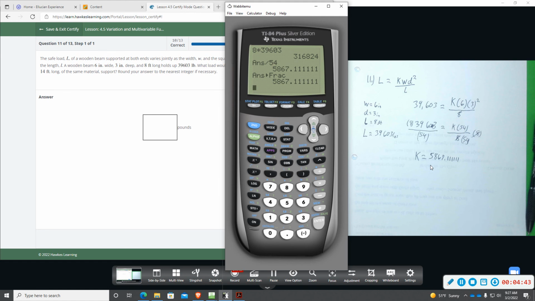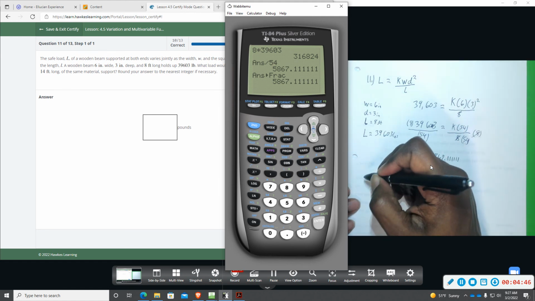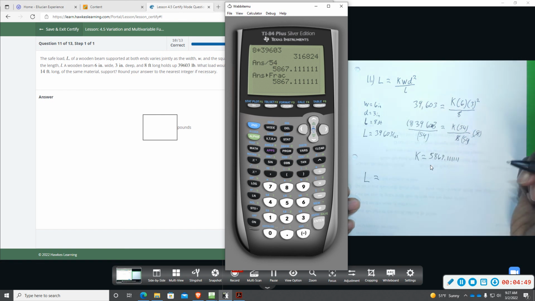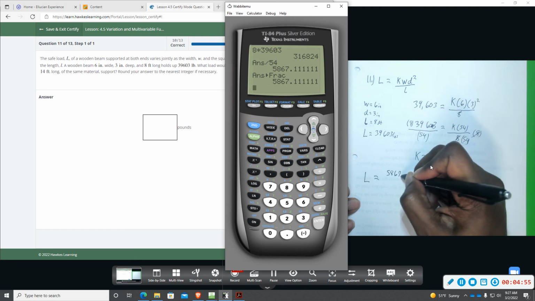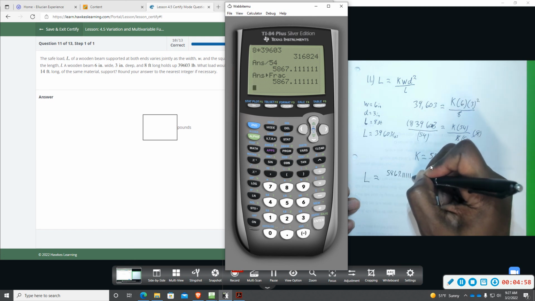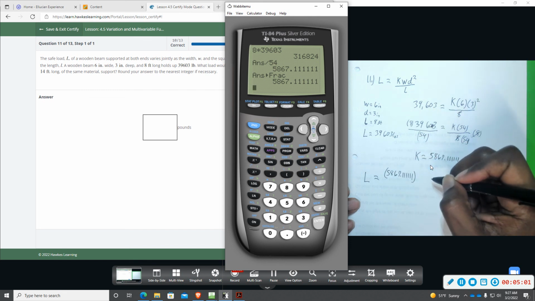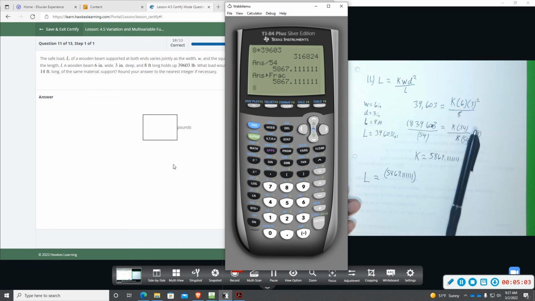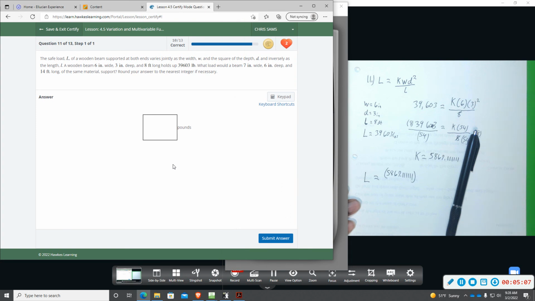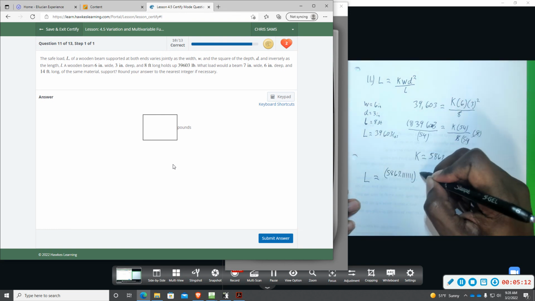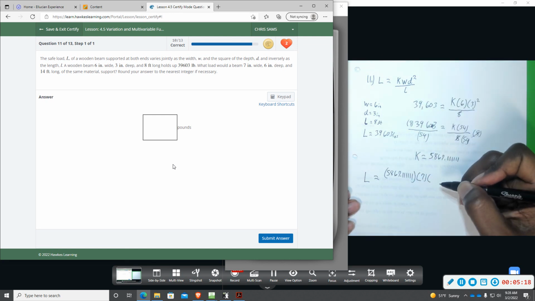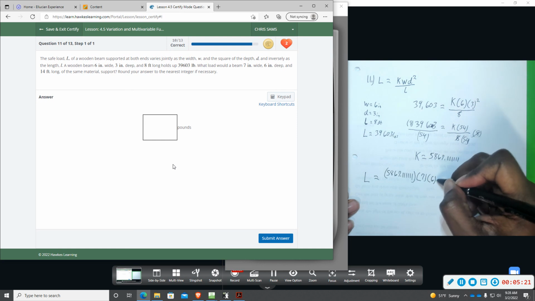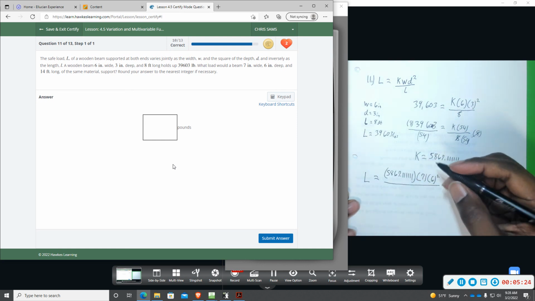Now that we have K, we're going to find the new load value, L equals, and K is 58,67.1, 2, 3, 4, 5, 6 ones. And then we get our information back. The beam would be 7 inches wide, so it's going to be times 7. Okay, just following this formula, and then times D. The depth is 6, and that's going to be squared, and it's all divided by a length of 14.